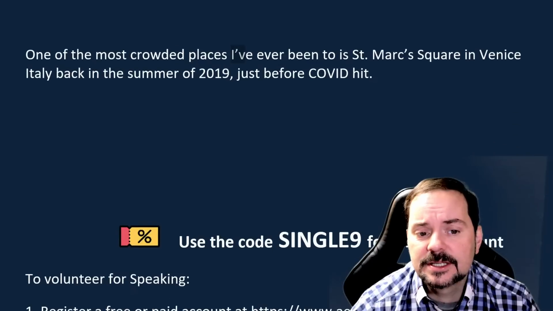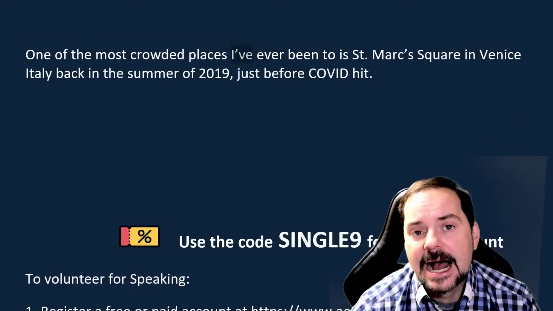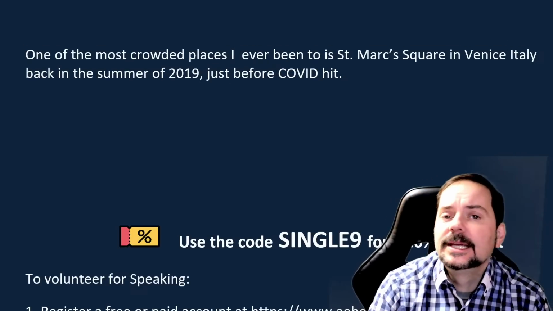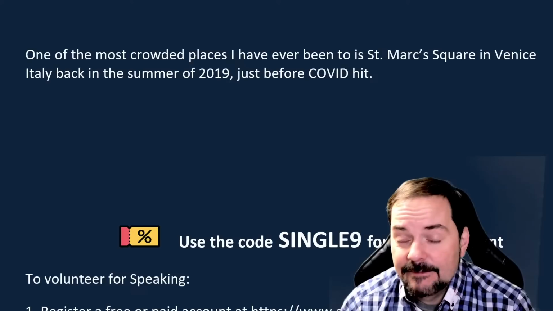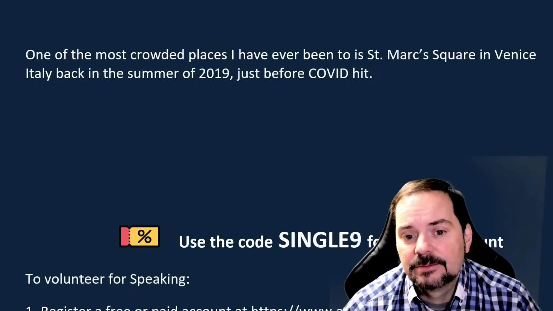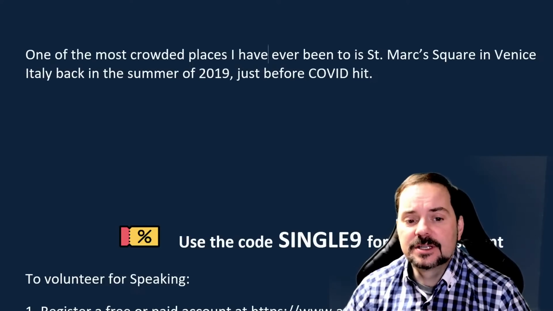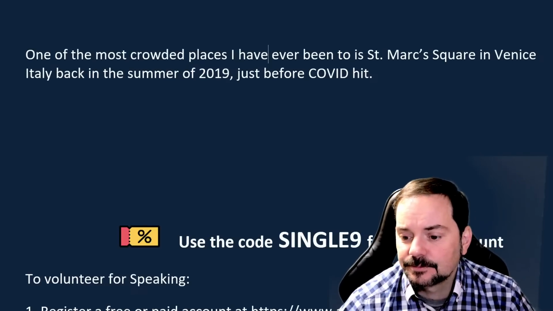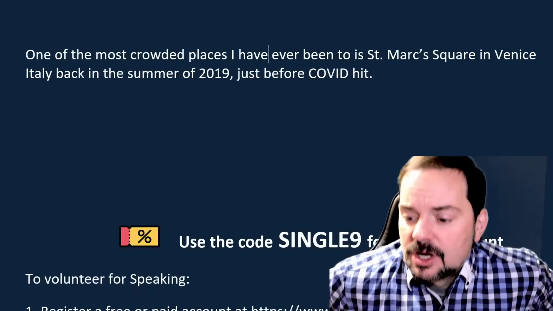I use the present perfect, but I contract it. So I say one of the most crowded places I've ever been to. And it's actually better to clearly state that in your first sentence, so it's very obvious and emphasized for the examiner. One of the most crowded places I have ever been to is St. Mark's Square in Venice, Italy, back in the summer of 2019, just before COVID hit. Okay, I'm looking for those first sentences. Let's see what you come up with, everyone.